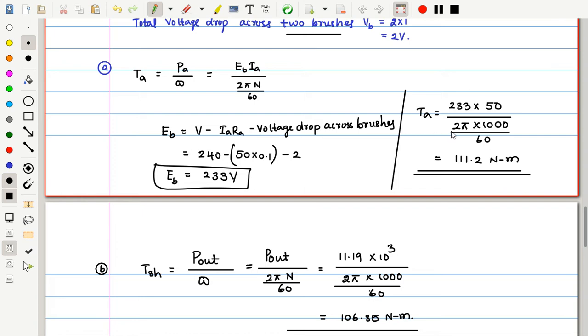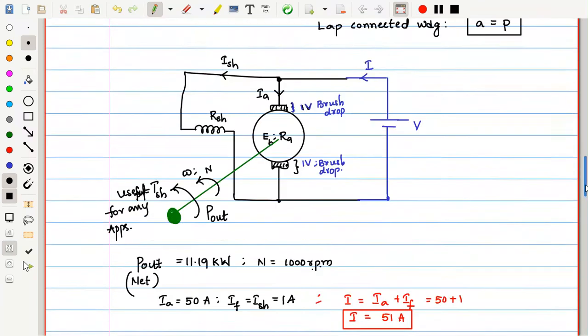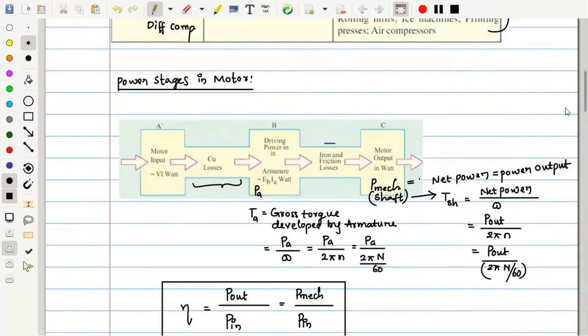See that the armature torque is more, but the useful torque is a little less. Where is this torque lost? It is lost in the form of frictional losses. This is the gross torque, but the net torque is less than the gross torque. So there will still be certain losses, which are frictional losses. The left out torque is the useful torque.